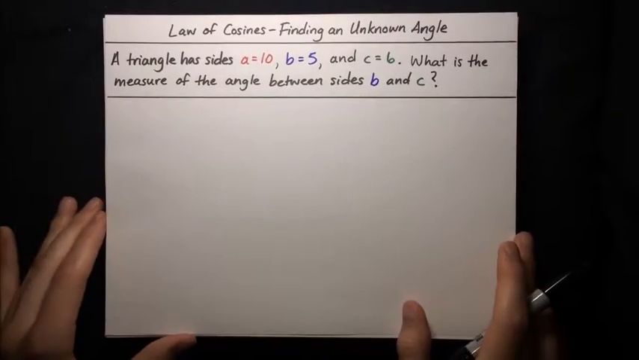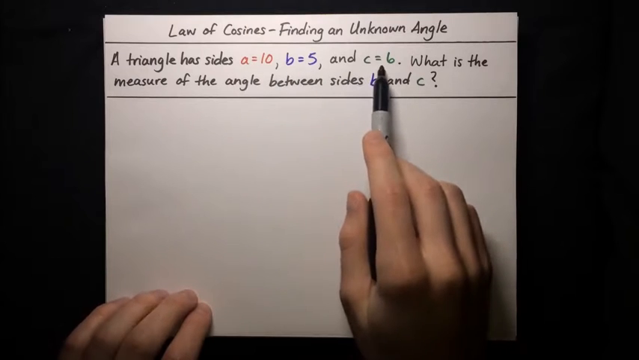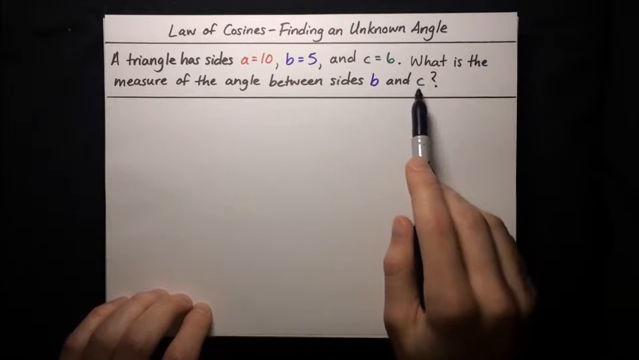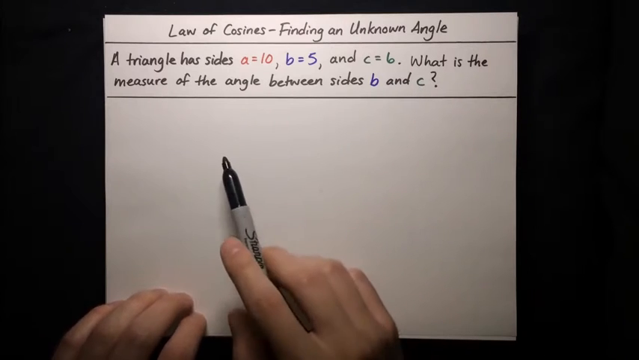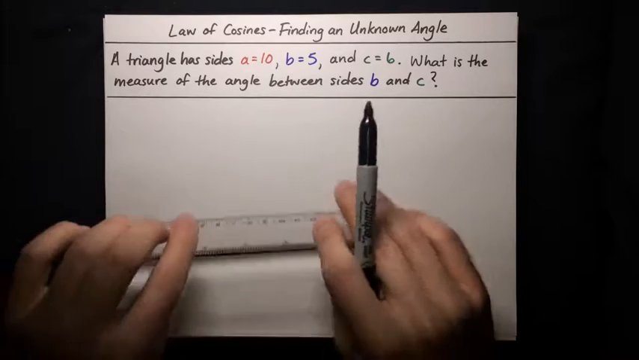Here's another example. A triangle has sides A equals 10, B equals 5, and C equals 6. What is the measure of the angle between sides B and C? Okay, so this time we're not given the diagram of the triangle. We actually have to construct it ourselves. So why don't we start off with that?